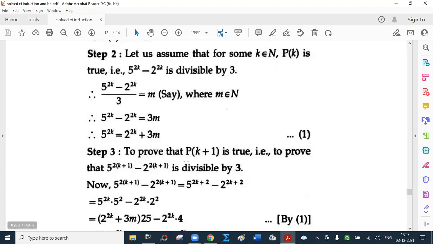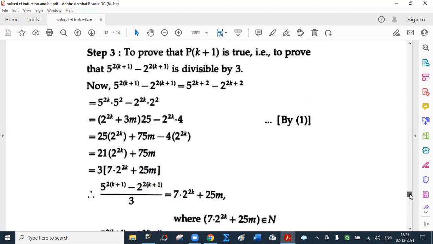But note that 5 raised to 2k is what? 2 raised to 2k plus 3m multiplied by 5 square, which is 25. Reason is given from 1. And after that, open the bracket. So you get this 25 into 2 raised to 2k plus 75m minus 4 into 2 raised to 2k. 25 minus 4 is 21. At this stage, you can say that this is divisible by 3, hence the result.